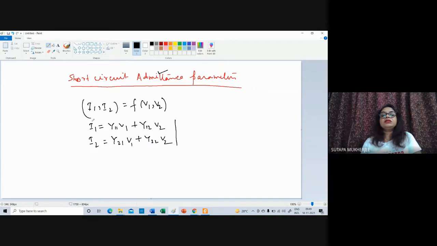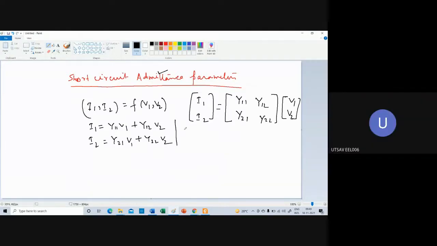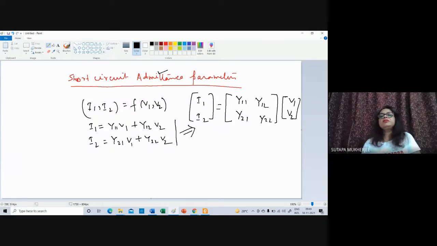How can you represent this? If you put it in matrix form, what will it be? It will be like this: Y11, Y12, Y21, Y22, and then V1, V2. Am I right? Yes, ma'am. This is the matrix representation. Similarly, in case of open circuit impedance parameters, it will be Z11, Z12, Z21, Z22, and here I1, I2, and here V1, V2.